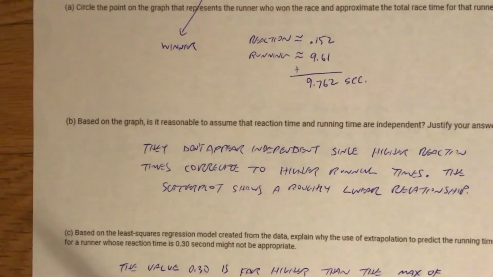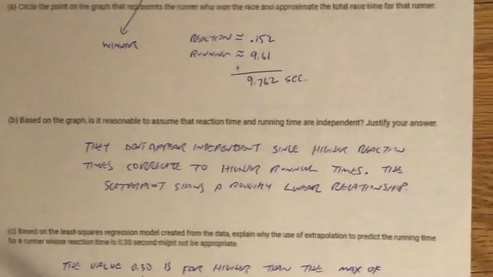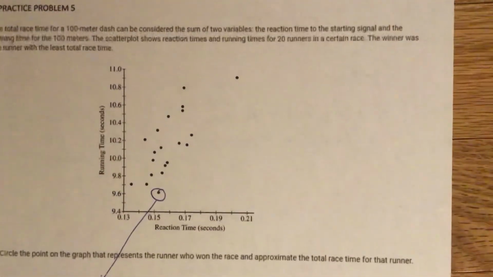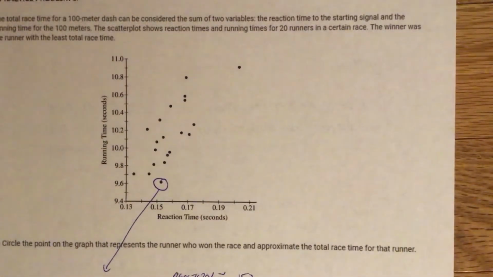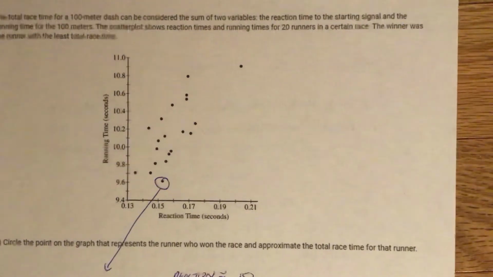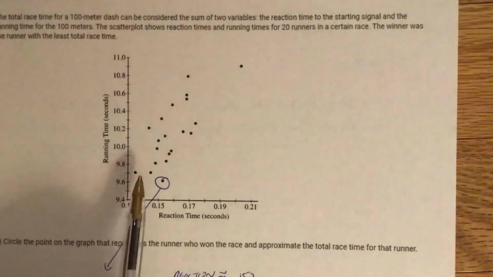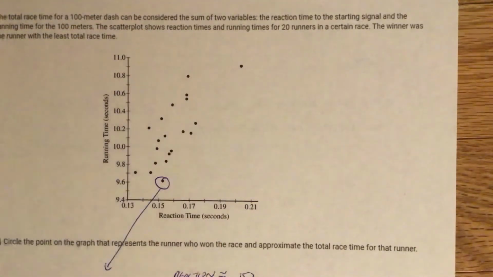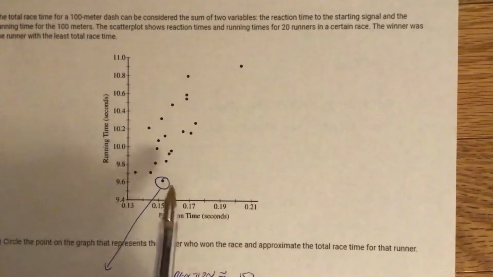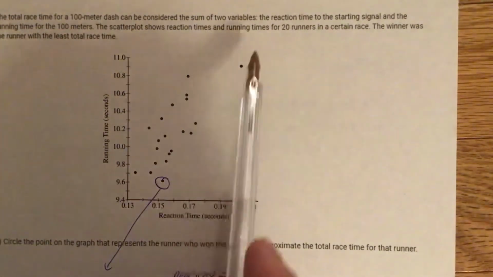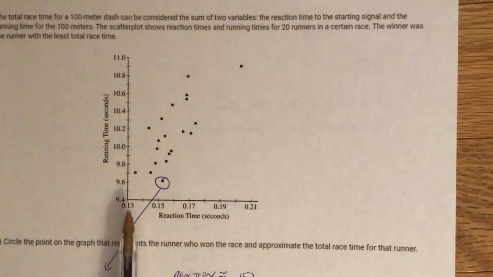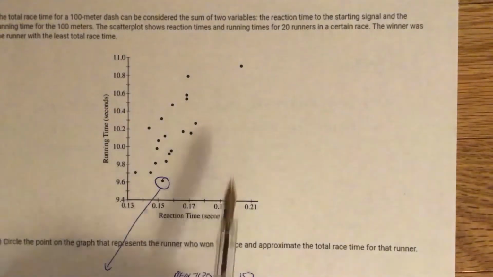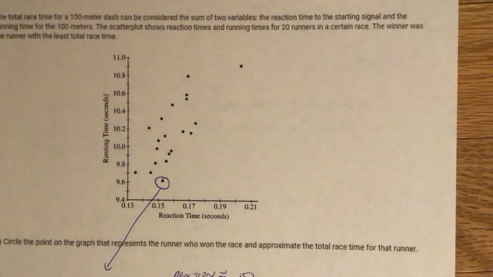So now they say part B, based on the graph, is it reasonable to assume that the reaction time and the running time are independent? I think that's not the case due to the correlation between them, right? There's a linear relationship. It does seem that as people's reaction times go up, their run times also go up, right? It's not just scattered all over the place. It does have this positive association. What we're seeing is as one goes up, the other goes up, right? Higher run times are associated with higher reaction times generally.